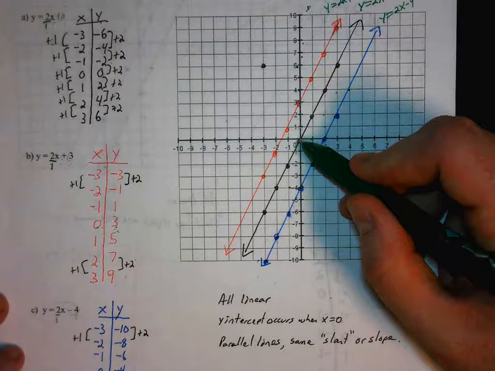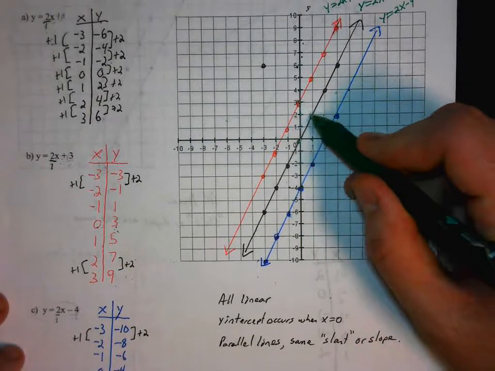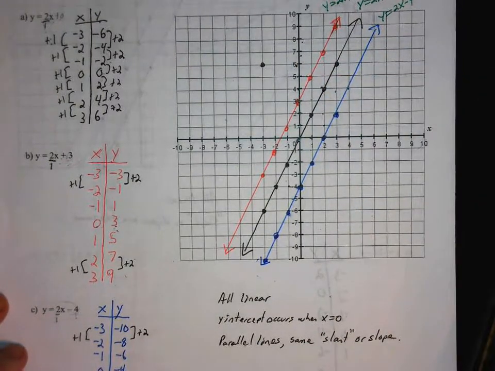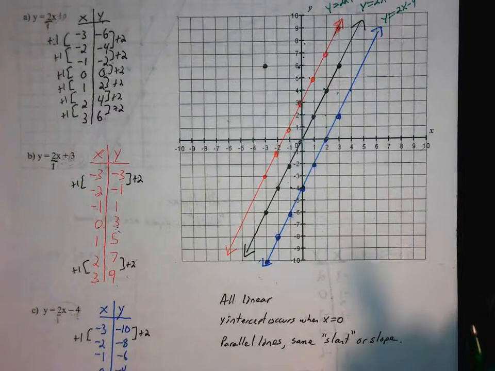No matter which line you're on, if you start at one point, go up 2 to the right one, you end up on that same line no matter what. So they have the same slant or slope.